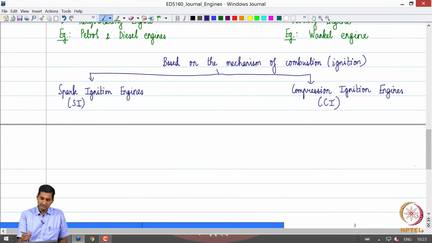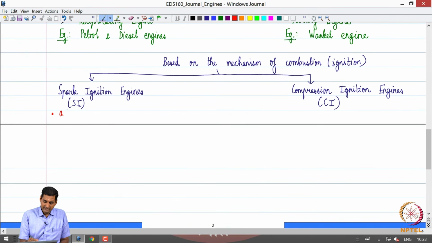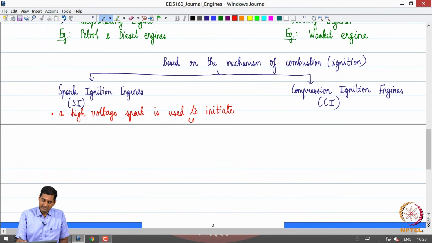So, yes, as the name indicates, a high voltage spark is used to ignite or initiate the combustion process. So, in a spark ignition engine, in an SI engine, you use a high voltage spark to ignite the combustion process.